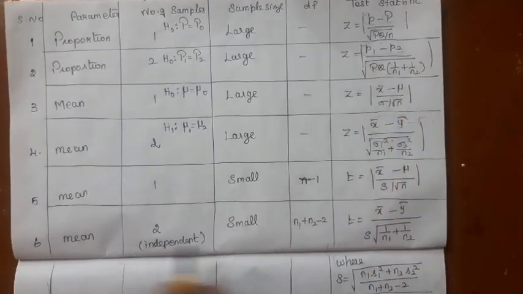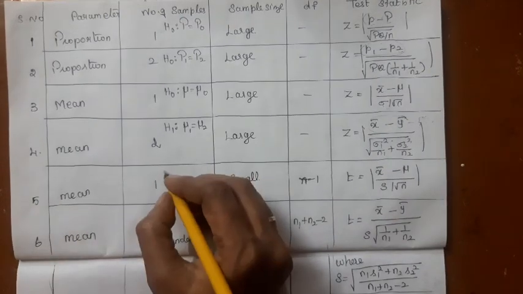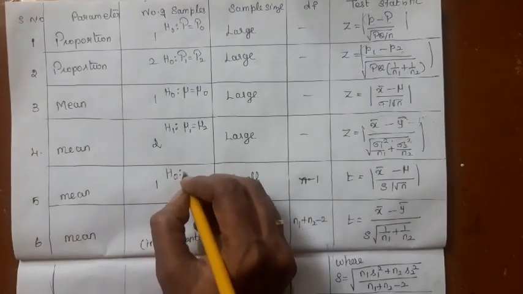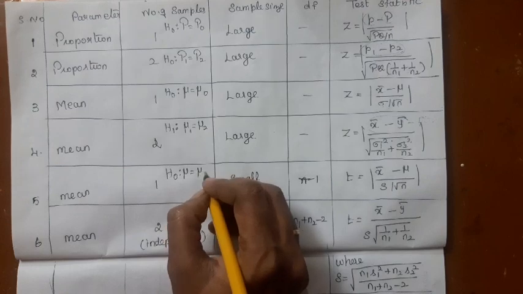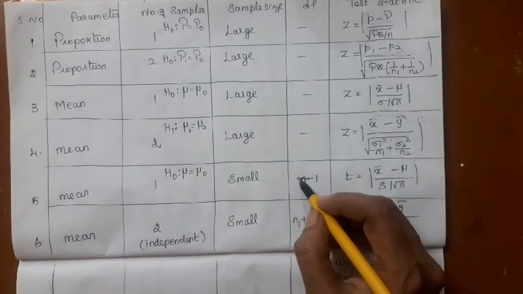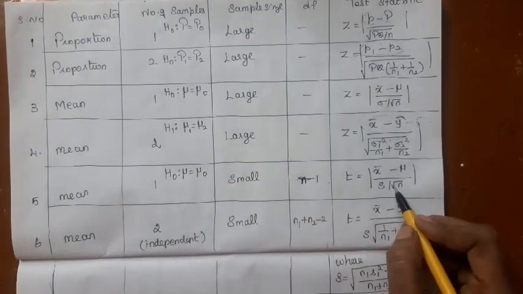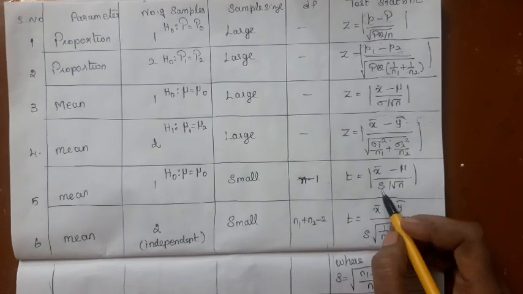Okay, fine. Now when the problem is to test the mean based on a single sample which is small in size, the degrees of freedom is n minus 1, and this is the formula. This is the sample variance.